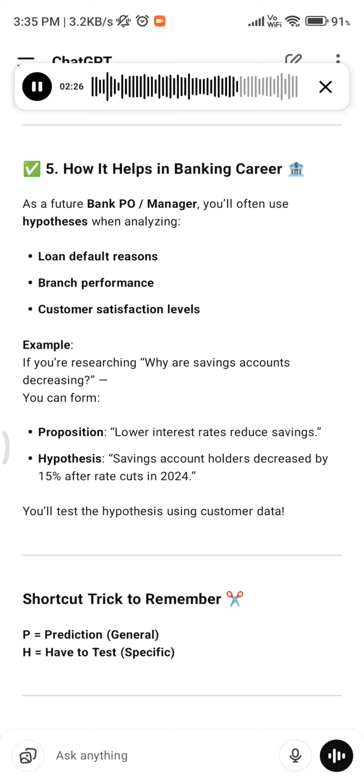Example: if you're researching why savings accounts are decreasing, you can form a proposition: lower interest rates reduce savings. Hypothesis: savings account holders decreased by 15% after rate cuts in 2024. You'll test the hypothesis using customer data.